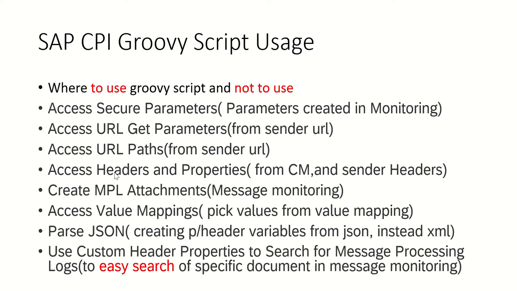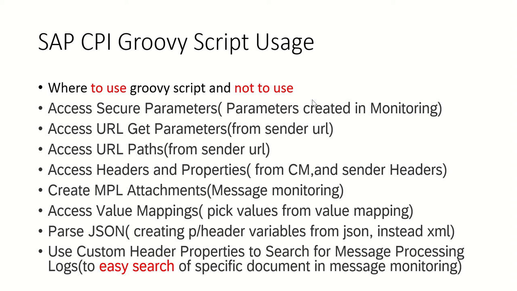And accessing the header and property values. Sometimes we specify header parameters and property variables in the content modifier, which are to be accessed in the script. Also, sometimes some header parameters are coming from the sender system. In such cases, how do we access those header and property variables in the Groovy script? There is one template we have. We are going to see that one.